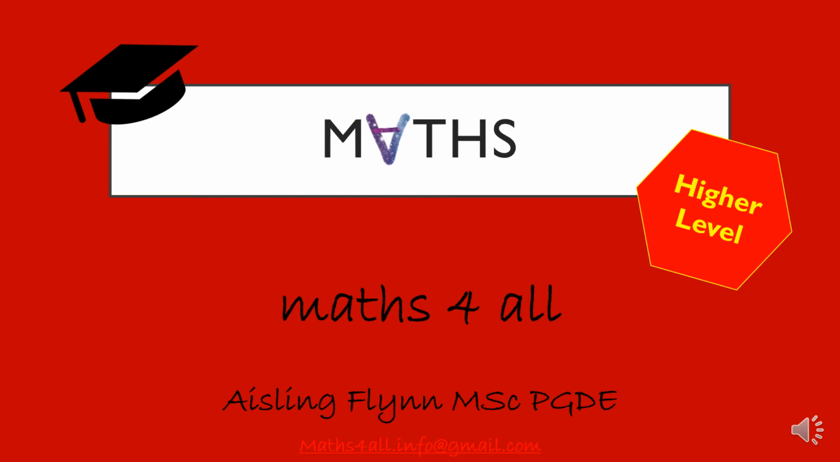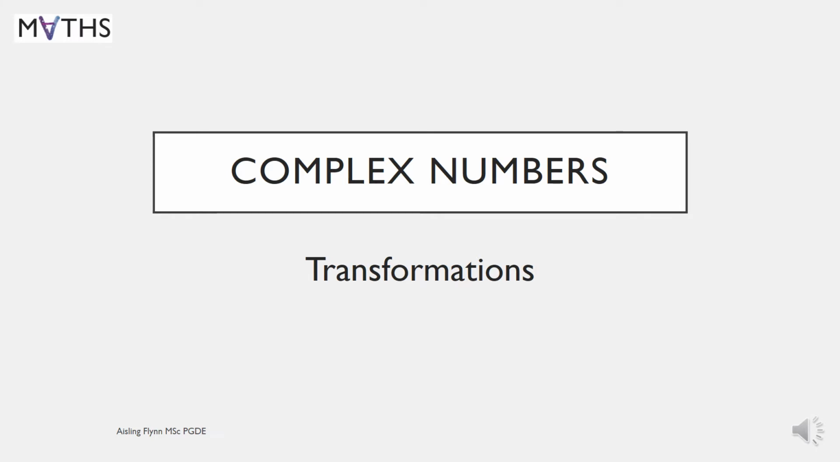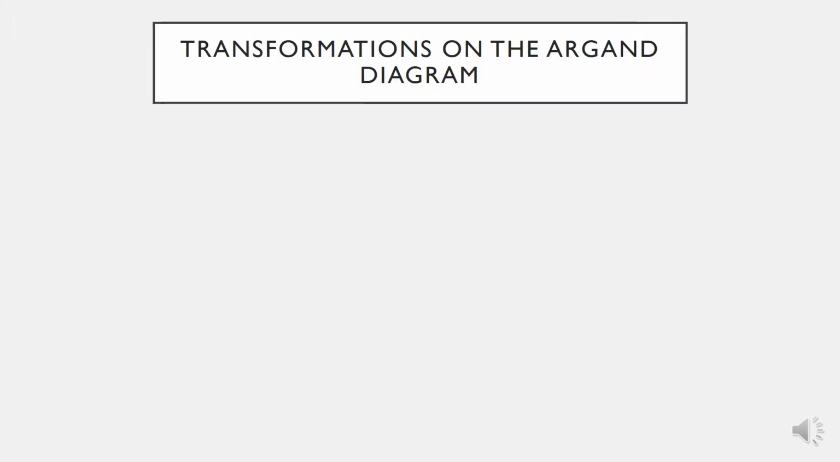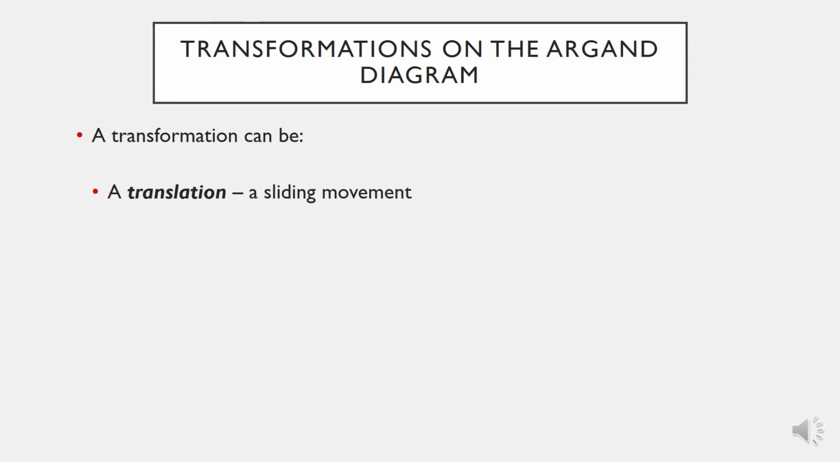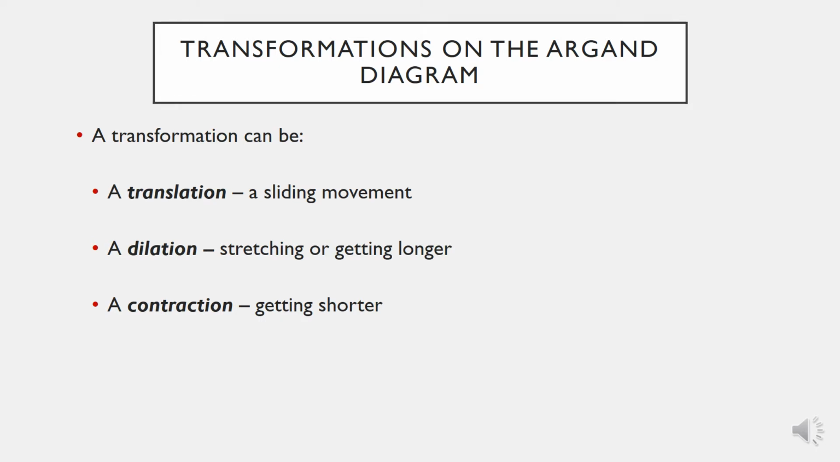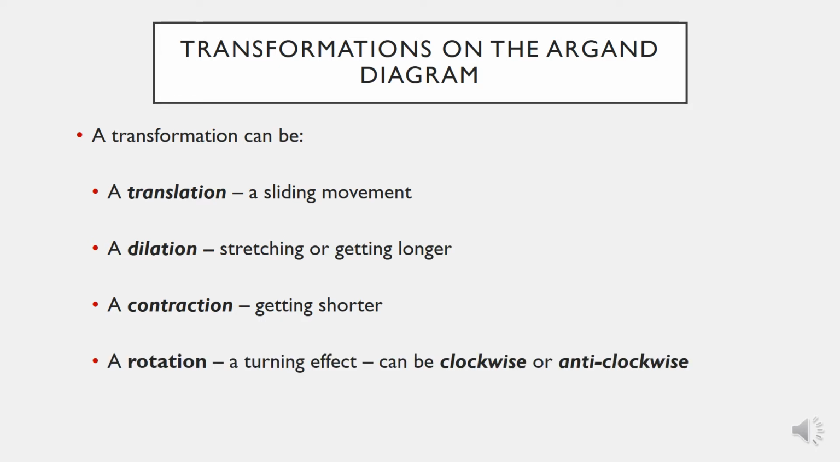This is Higher Level. I'm Aisling Flynn and we're looking at complex numbers transformations. So, transformations on the Argand diagram. A transformation, meaning a change, can be a translation, which is a sliding movement on the graph. It can be a dilation, which is stretching or getting longer. It can be a contraction, which is getting shorter, or it can be a rotation, a turning effect, and a rotation can be clockwise or anti-clockwise.